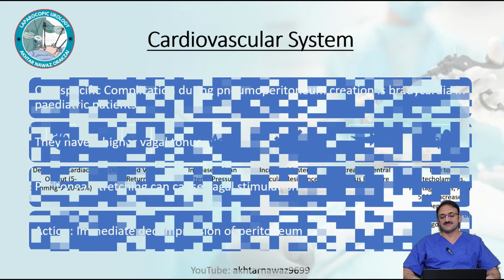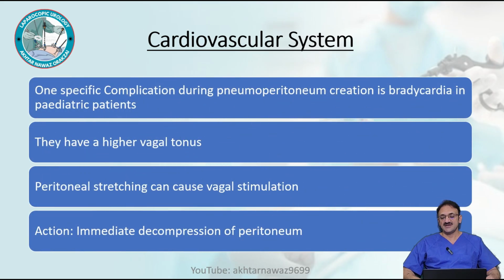One specific complication during pneumoperitoneum is bradycardia, especially in pediatric patients, and this is vasovagal, because they have a higher vagal tone as compared to adults. The peritoneum is stretched, which leads to stimulation of the vagal nerves. So when that happens, immediately decompress the peritoneum.